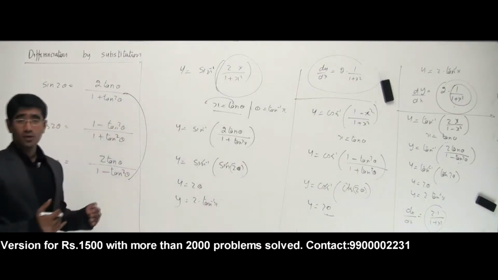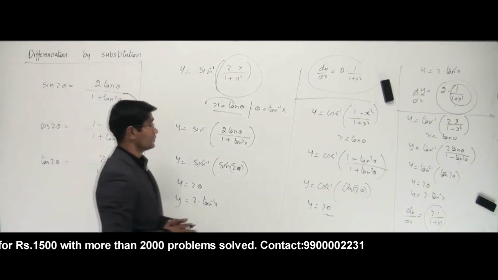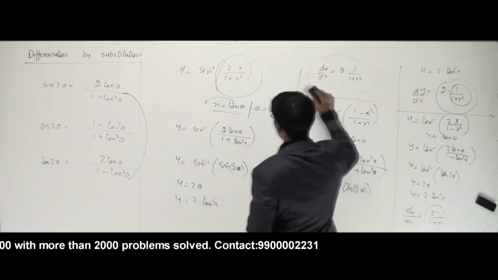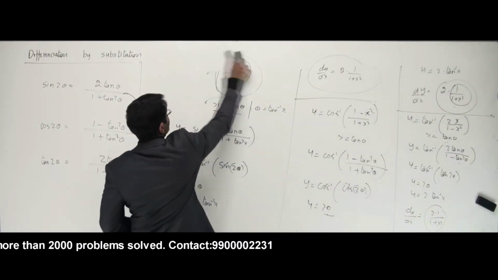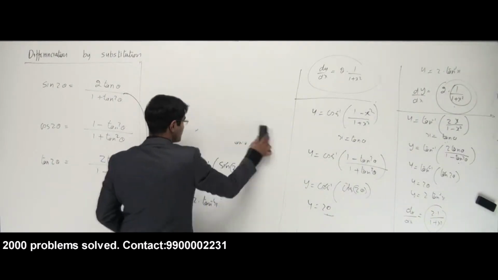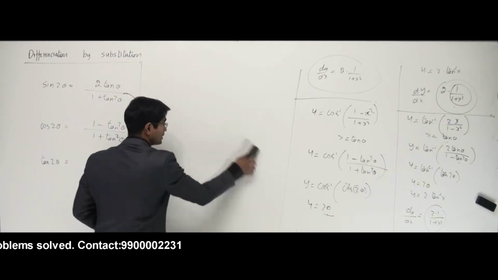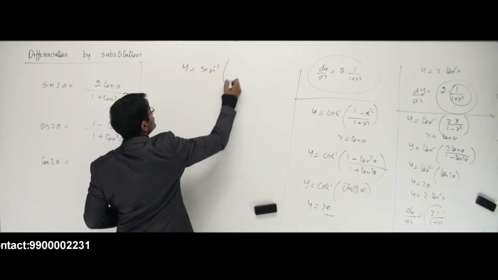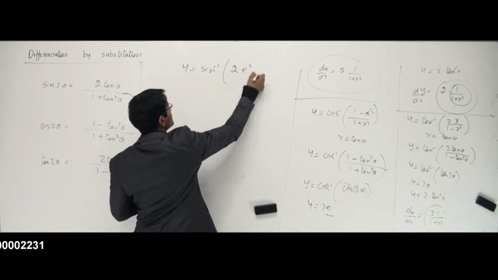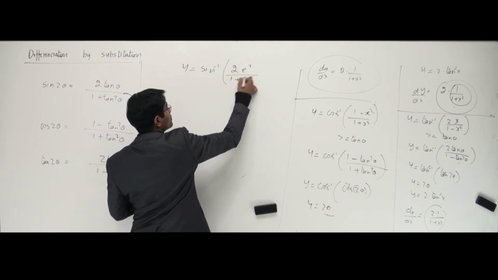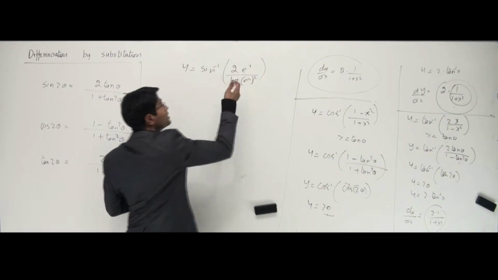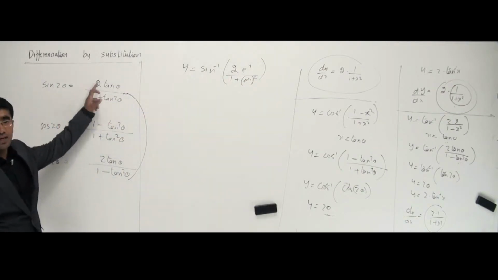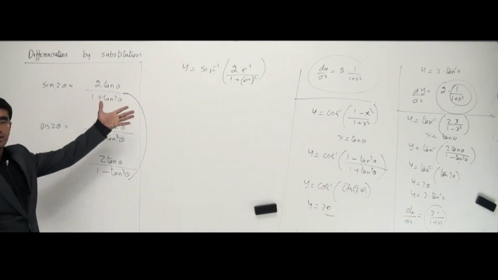Can they complicate questions a little more? Yes, if at all. Instead of x, they ask you something else. Let's say we'll go with the first type itself and see how they can complicate this problem a little more. If my question was y is equal to sine inverse of 2 times, let's say e power x by (1 plus e power x) the whole squared, yes, this still looks like this form, that is 2 tan by 1 plus tan squared. So what can I do here?